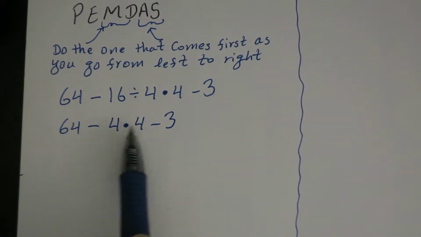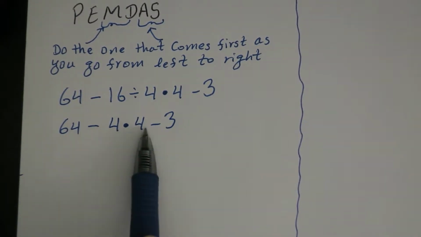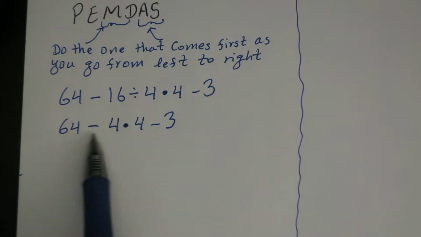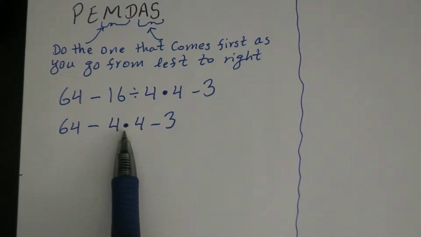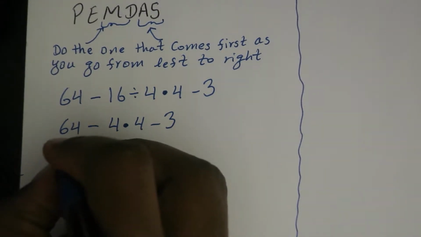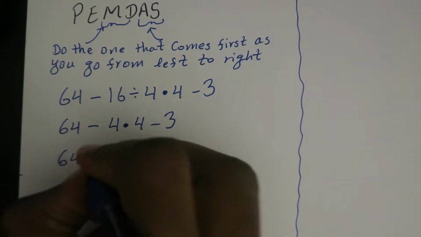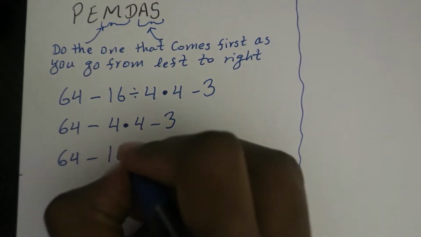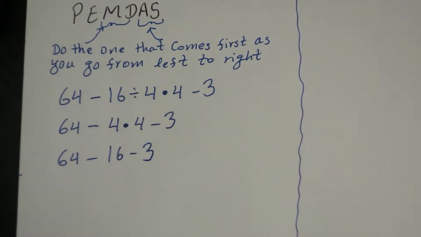Now, do I have division? I don't have division here, but I do have multiplication, and of course multiplication comes before subtraction, so we're going to multiply first. 4 times 4 is 16, minus the number 3.